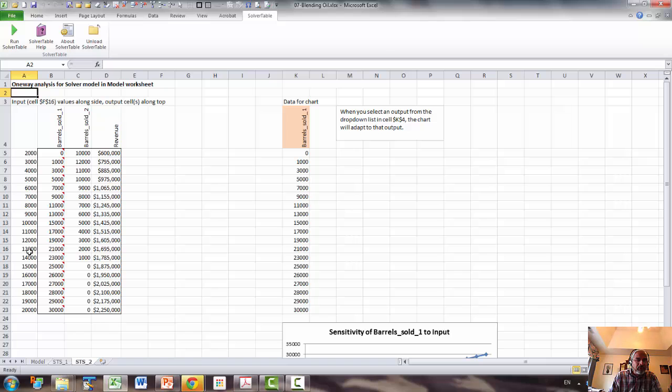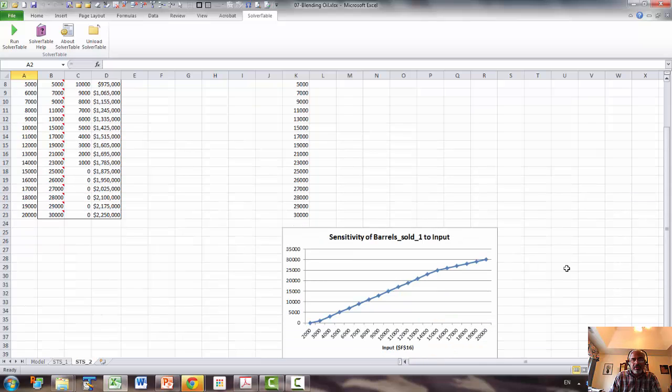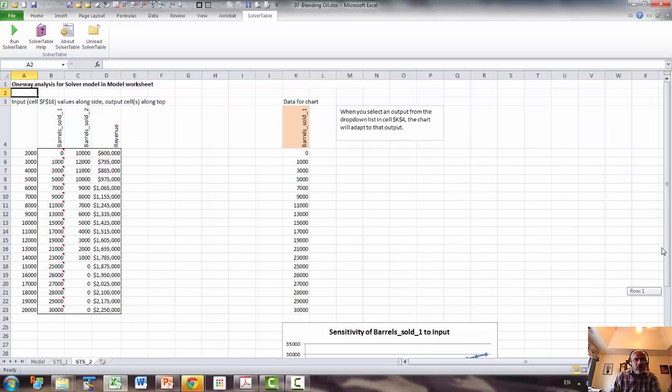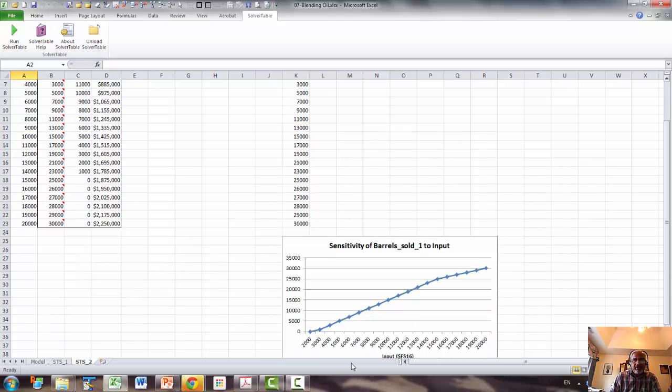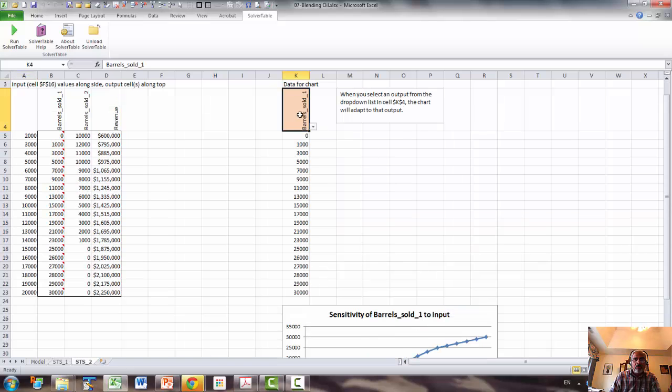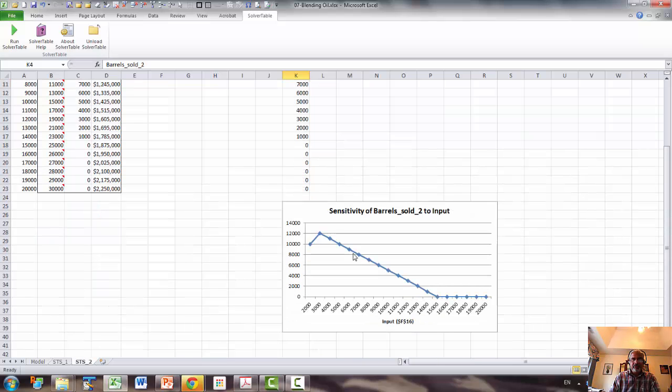So you get barrels available for crude oil 1 going from 2,000 to 20,000, and these will be the product sales, and these are the revenues. So we can see what the sensitivity of barrels sold of gasoline to input. And if you want to look at the barrels sold of heating oil, so change to heating oil, and you see what will happen to production of heating oil as your input for crude oil 1 increases.